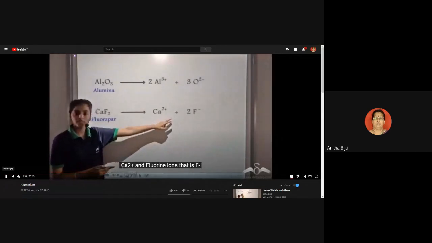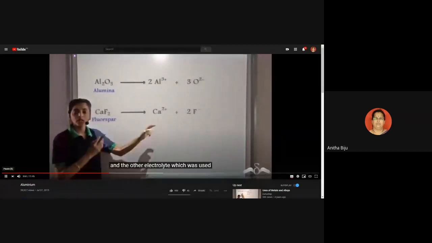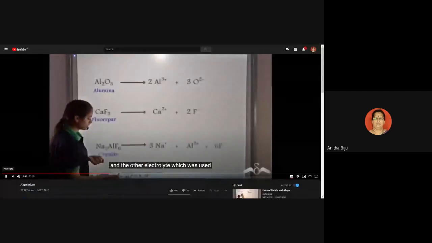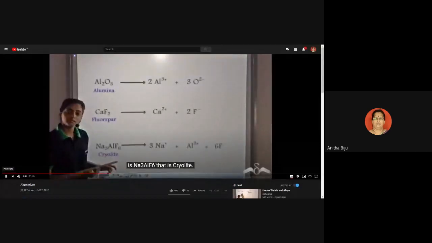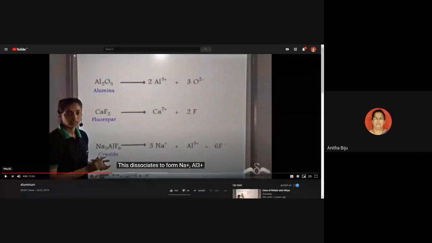And the other electrolyte which was used is Na3AlF6, that is cryolite. And these two compounds are also important. First one is fluorspar, another is cryolite. Why is it important? The second stage is called the electrolytic process.